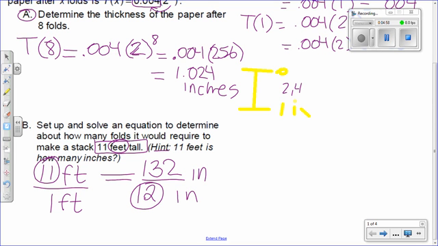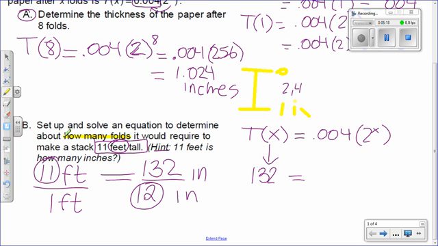So the question is, set up an equation. We're going by the main one, which was this. And now we want this thickness to be 132 inches. So now we need to find how many folds. Right here, we're trying to find x when the thickness, when T of x, is equal to 132 inches, all right? So for here, we're going to try to solve for x.